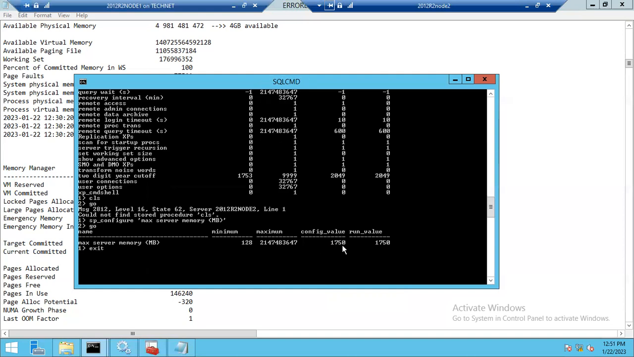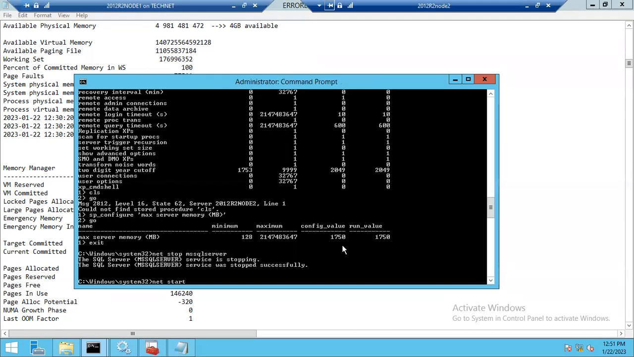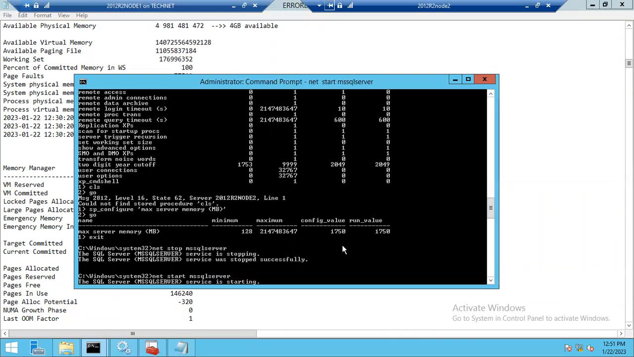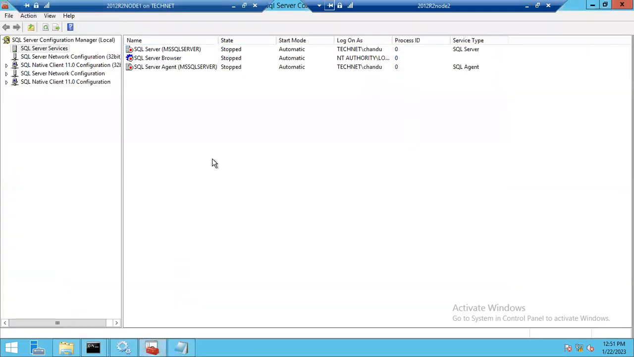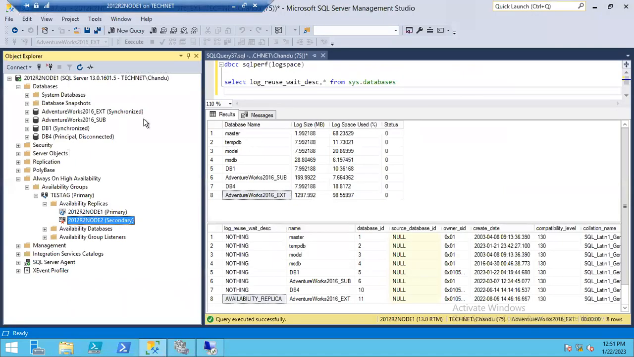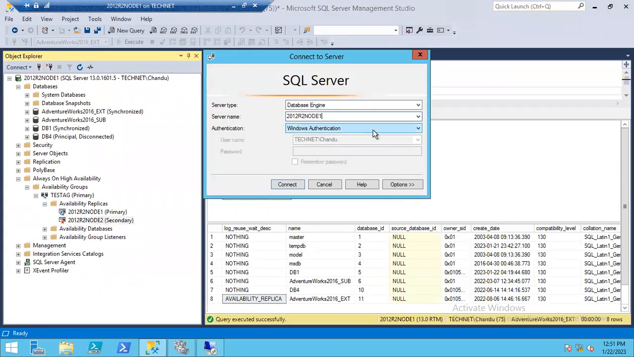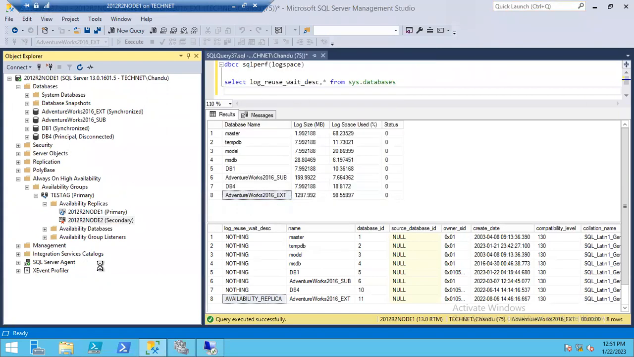Let's exit from this SQLCMD mode and stop the SQL service, because I started using single user mode and minimal configuration. So let's stop MS SQL Server. Now let's start MS SQL Server, without any minimal configuration. Now the SQL service is started, and if you try to connect to the SQL service, you should be able to connect.